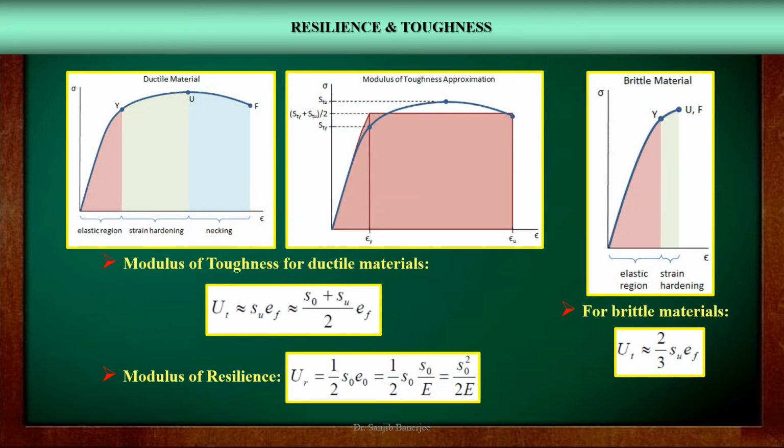Let us now come to the mathematical approximations of resilience and toughness. Firstly, the modulus of resilience. Now, we know that resilience is represented by the area under the elastic region of the stress strain curve. In this figure, it is denoted by this red highlighted portion.